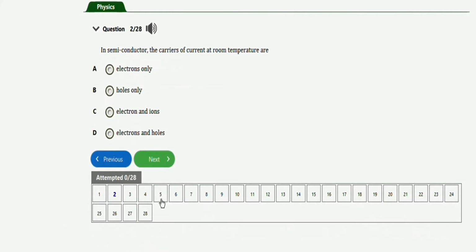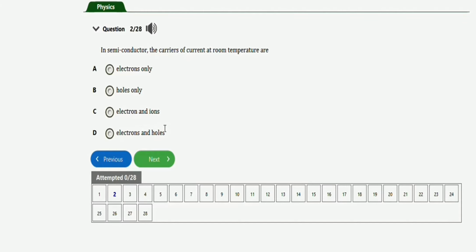The next repeated question will be this one. It says, in semiconductor, the carriers of current at room temperature are, we have electrons only, holes only, electron and ions, electrons and holes. So guys, the right option to this question is option D, which is electrons and holes. Very important, guys. Take note of these particular questions. The electrons are the negative charges, whereas the holes are the positive ones.